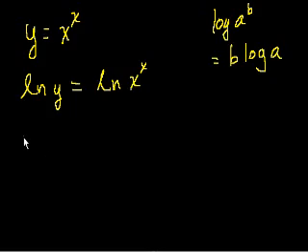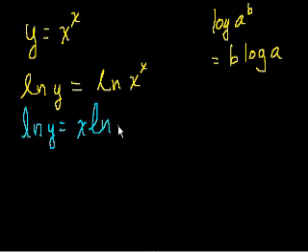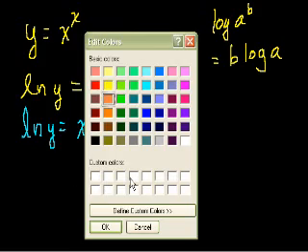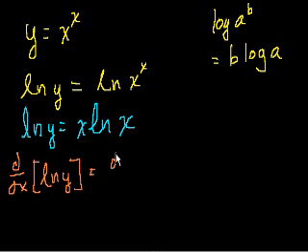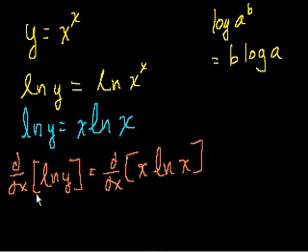So we get the natural log of y is equal to x times the natural log of x. And now we can implicitly differentiate this. So let's take the derivative with respect to x of both sides of this equation. d dx, and I'm writing this just so you know what I'm doing, is equal to d dx of x natural log of x. So the derivative of this expression with respect to x is equal to the derivative of this expression with respect to y times the derivative of y with respect to x.